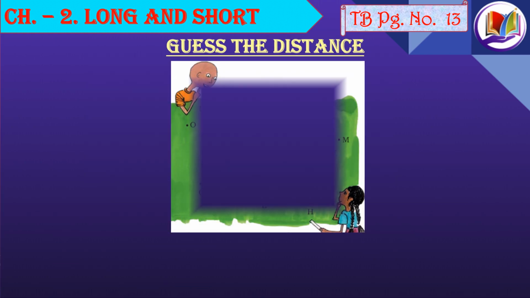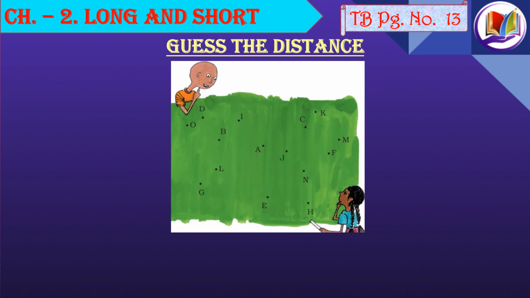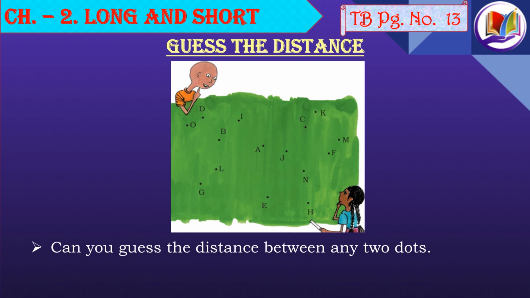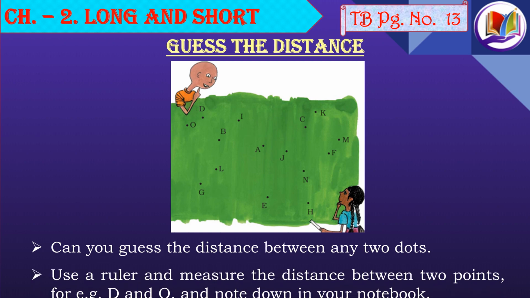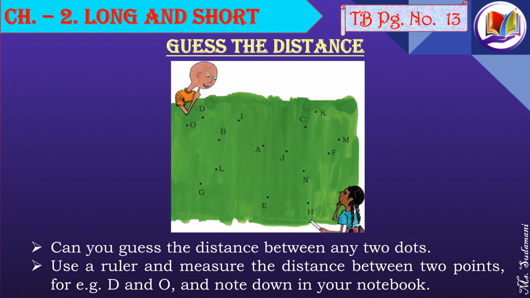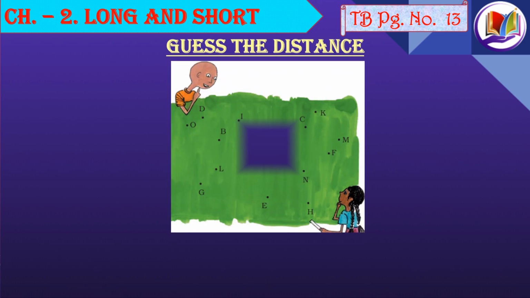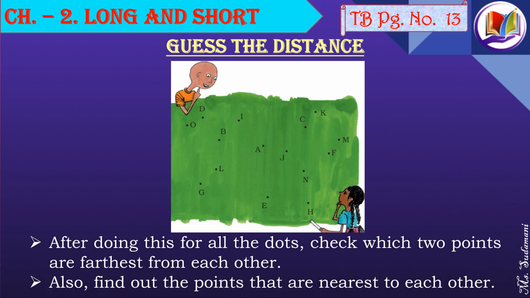And here comes an interesting activity for you, children. Guess the distance. Can you guess the distance between any two dots without measuring it? Well, try it. And then use a ruler and measure the distance between 2 points. For example, D and O, I and B, A and J, C and F, and so on. And note it down in your notebook. After noting this down, check which 2 points are the farthest from each other. And also find out the points that are nearest to each other.